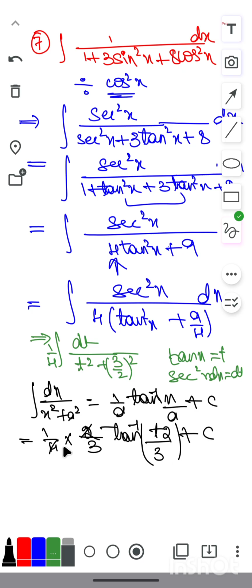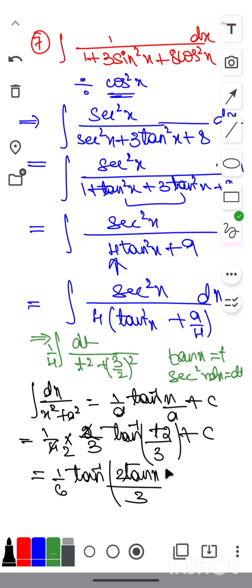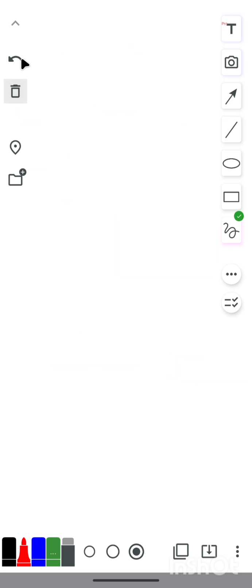When I simplify, 2 ones are 2, 2 twos are 4, we get 1 by 6 into tan inverse of 2 into t. What is the t value? The t value is tan x. So 2 tan x divided by 3 plus c. Yes, this is our final answer: 1 by 6 into tan inverse of 2 tan x divided by 3. Hope you have understood. Moving to the 8th question.